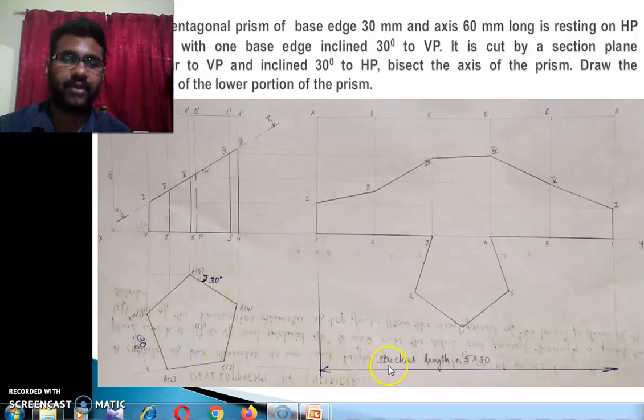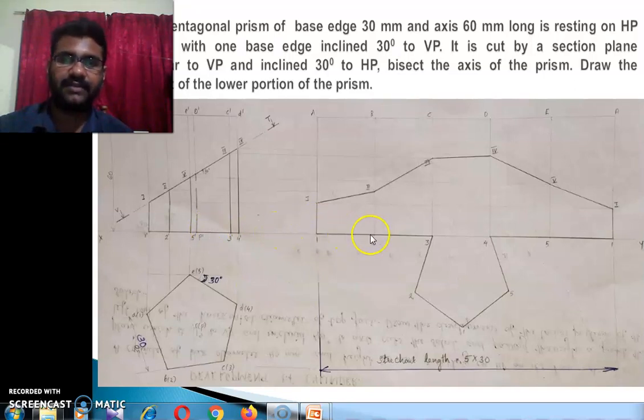And that length is called the stretch out line. Okay, so initially you find the stretch out line, and here the stretch out length is 5 into 30, that is 150, because we are developing a prism. After finding the stretch out line, you locate any point 1 on the extension of the XY line.